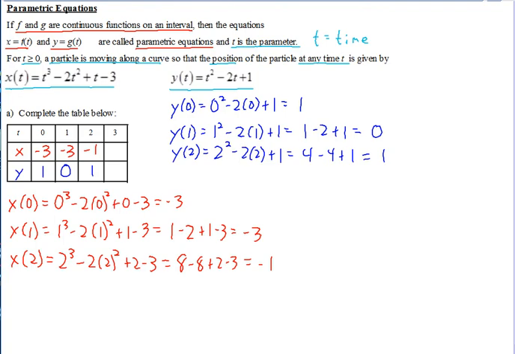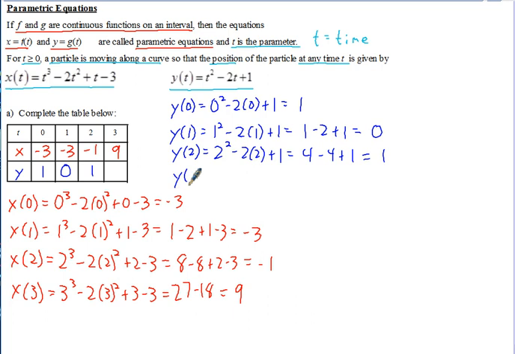All right, now let's substitute in one more time, 3. If we substitute in 3, we'll get 3 cubed minus 2 times 3 squared plus 3 minus 3. Well, 3 cubed is 27. 3 squared is 9 times negative 2, negative 18. You can see the 3 and the negative 3 cancel out, so that just leaves you 27 minus 18, which is 9. So now the x-coordinate at time 3 is 9.